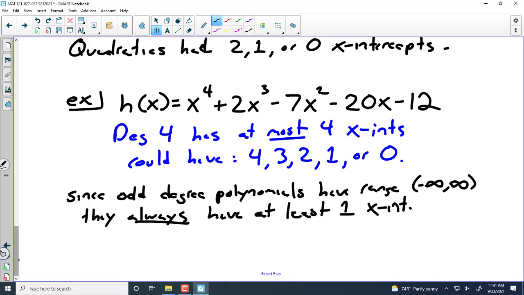All right, so this isn't that profound. This is just me saying you can look at the degree and you can know something. You can know that this might have 4 x-intercepts, but that doesn't mean it does have 4 x-intercepts. Just like you can look at a quadratic and say it might have 2, but it might not have any. All right.